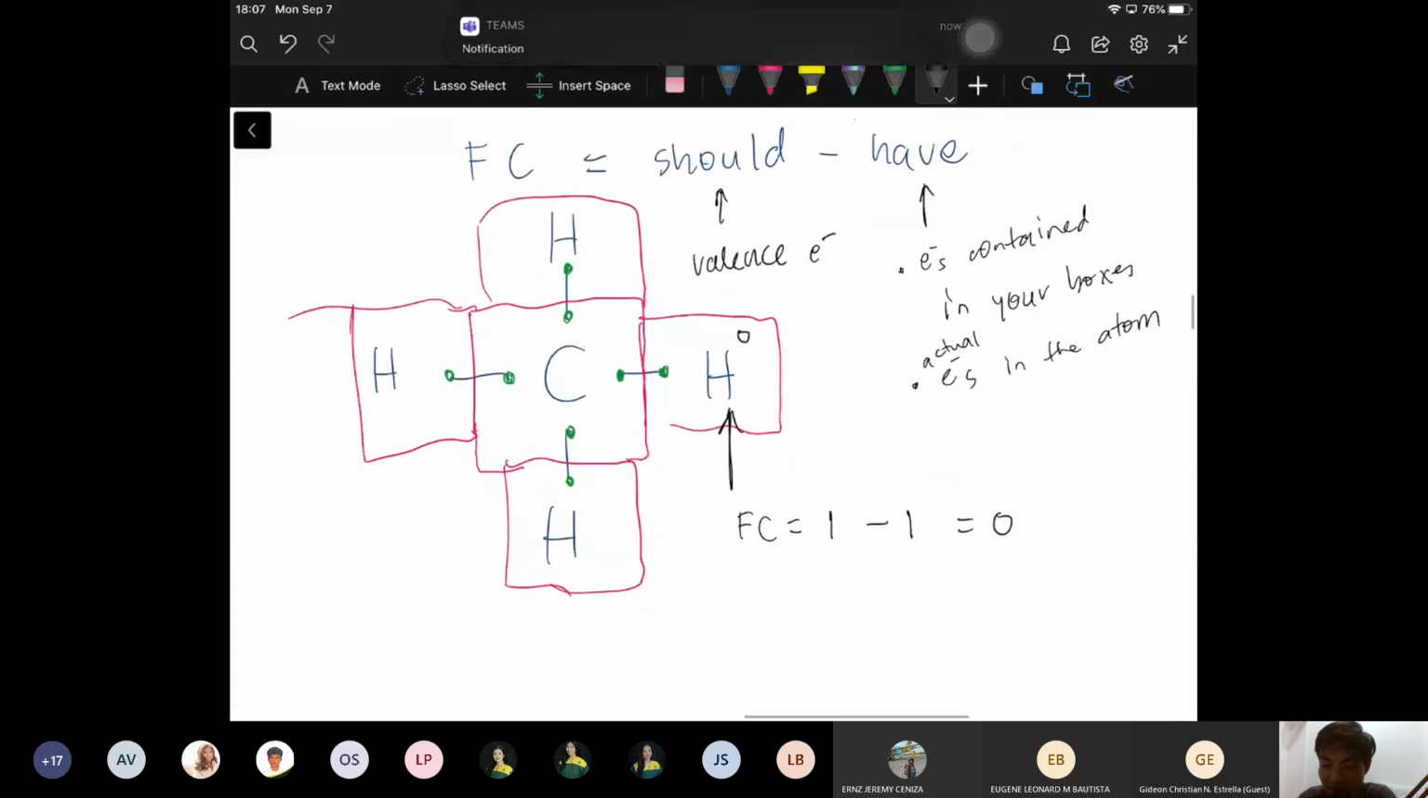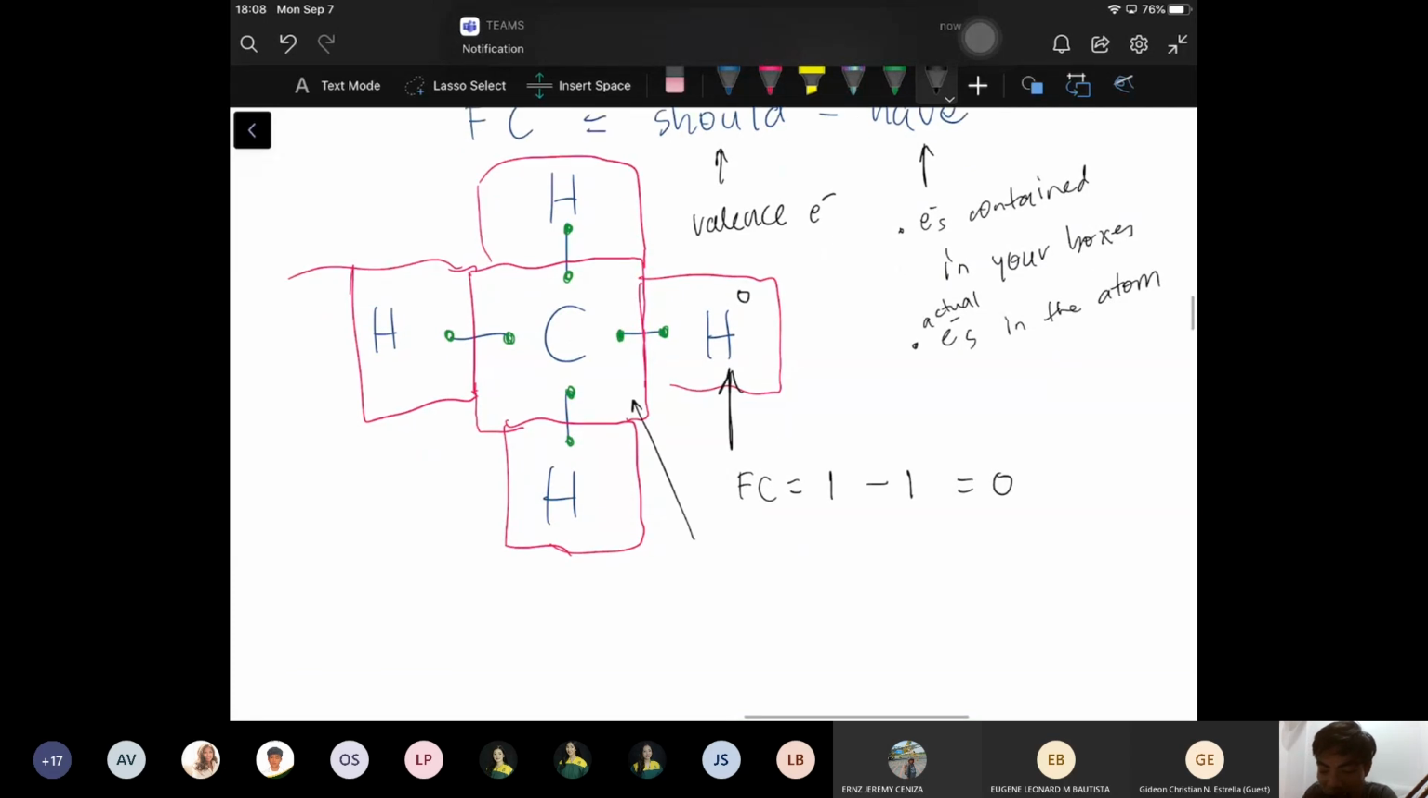Ayan, 1 dot. Mamaya may na kayo, 1 dot. Wala lang. Wala na akong maisip na pan-joke. Anyway.